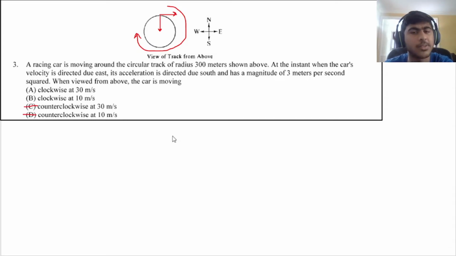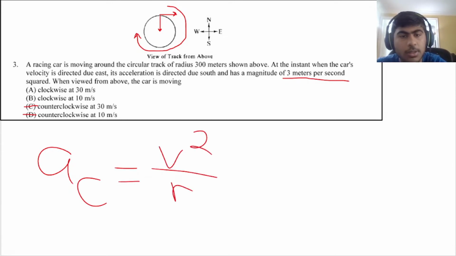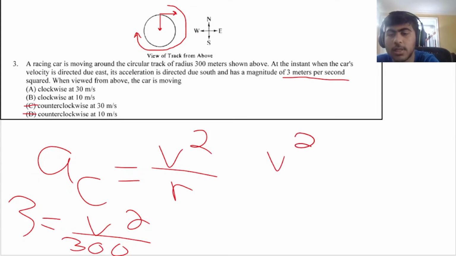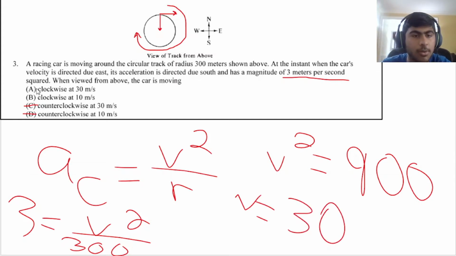Now we just have to find the magnitude. We have a radius, we have an acceleration, and we need to find a velocity. We know centripetal acceleration is v squared over r. That would be 3 equals v squared over 300. V squared equals 900, and v would be 30 meters per second. Therefore, our answer choice is B, and that is it for the multiple choice section.